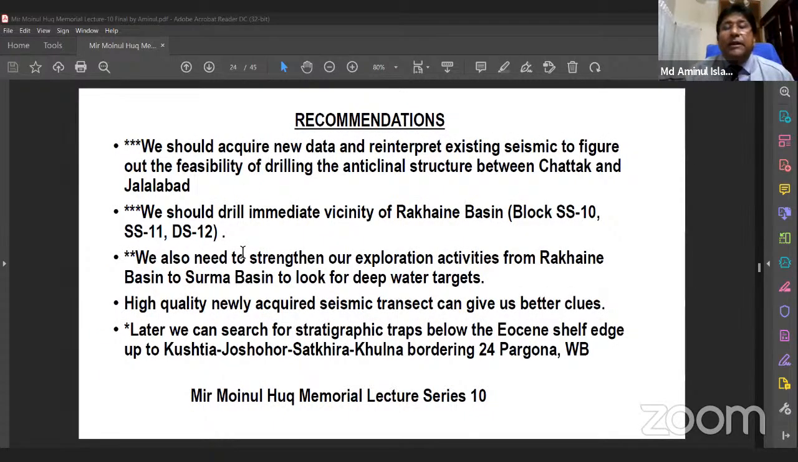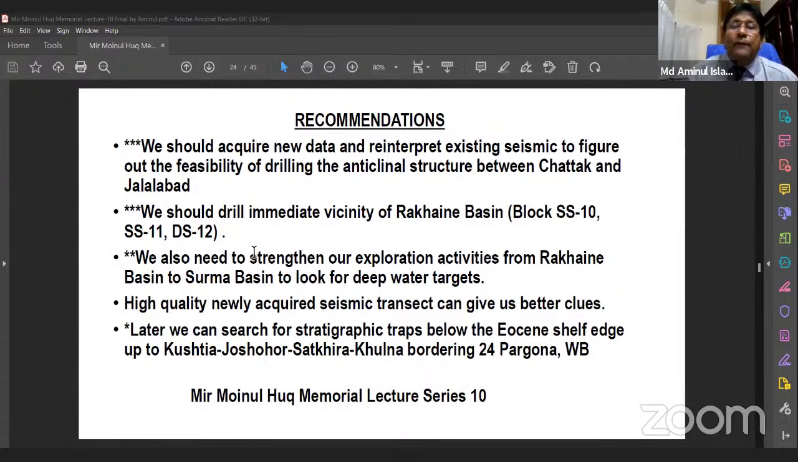After the concluding remarks, I have some recommendations. We should acquire new data and reinterpret existing seismic to figure out the feasibility of drilling the anticlinal structure between Satuk and Jalalabad, as I mentioned in my earlier slide. And we should drill in the immediate vicinity of the Rakhine Basin, for example block SS10, block SS11, and DS12. These three blocks are just right before the Rakhine discoveries. We also need to strengthen our exploration activities from the Rakhine Basin to the Surma Basin to look for deep water targets.